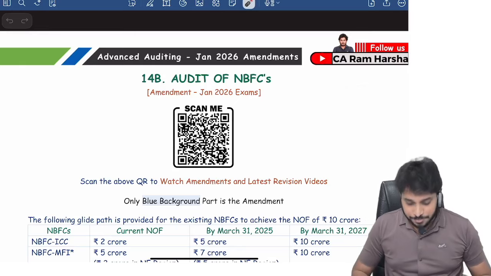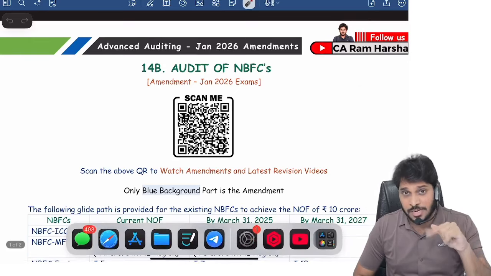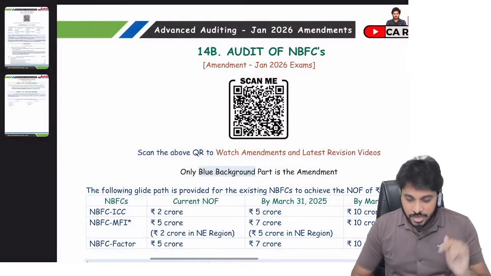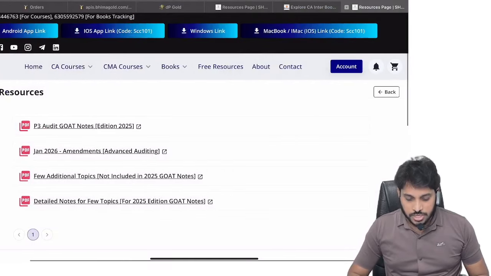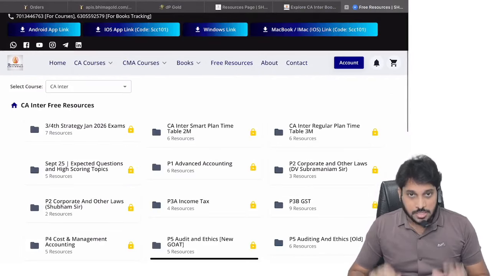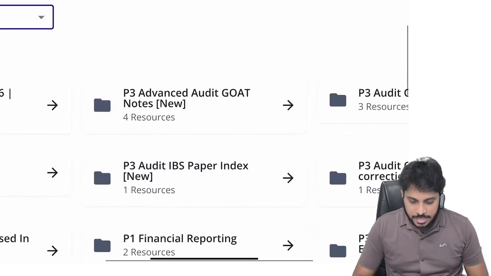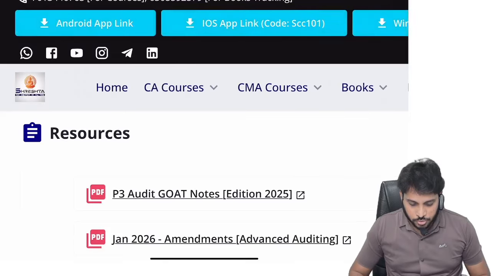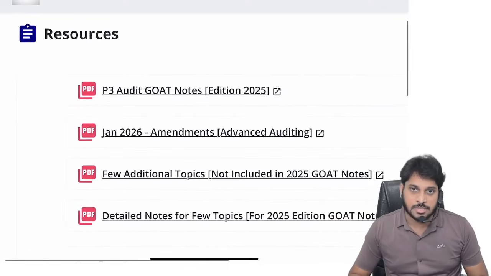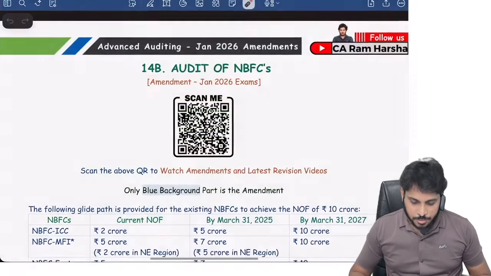Now, sir, where can I download this file? Before we proceed with the discussion of the amendment, where can you download this file? Just go to Shrestha for CA CMA. Click on free resources. Just select CA Final. Here you see P3 Advanced Audit GOAT Notes. Here you see Jan 26 amendments. Just click on that. You will get this particular file.